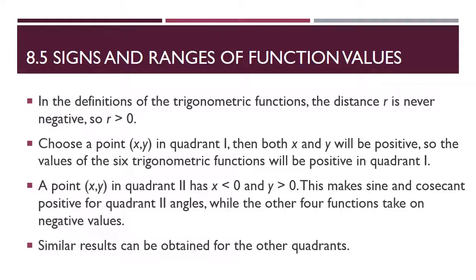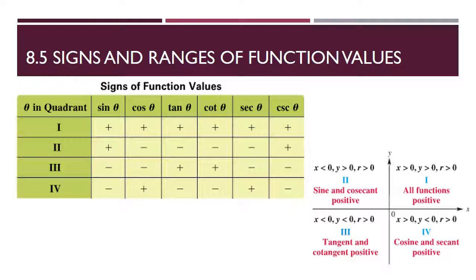Everything else is negative. And we've talked about this before, so you know how the quadrant gives you an indication of the sign of the function. Just a review of that. What is positive where? This is very handy to be familiar with. And notice in all cases, r is greater than 0.